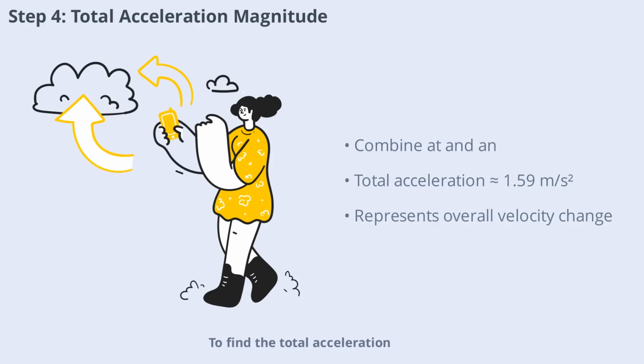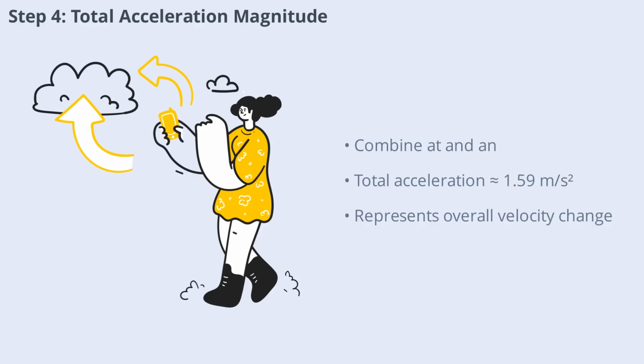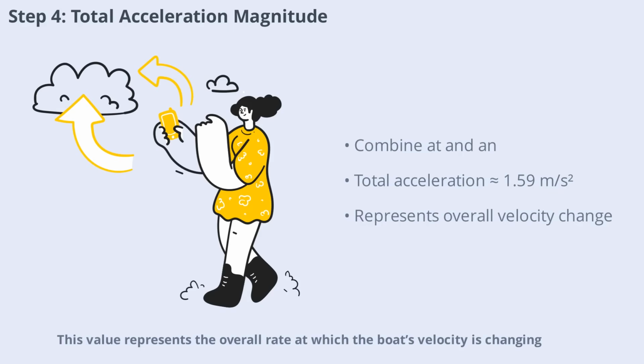To find the total acceleration, we combine the tangential and radial components using the Pythagorean theorem. In this example, the total acceleration at t equals 10 seconds is about 1.59 meters per second squared. This value represents the overall rate at which the boat's velocity is changing, both in speed and direction. Understanding total acceleration is essential for predicting motion in any rotating system.